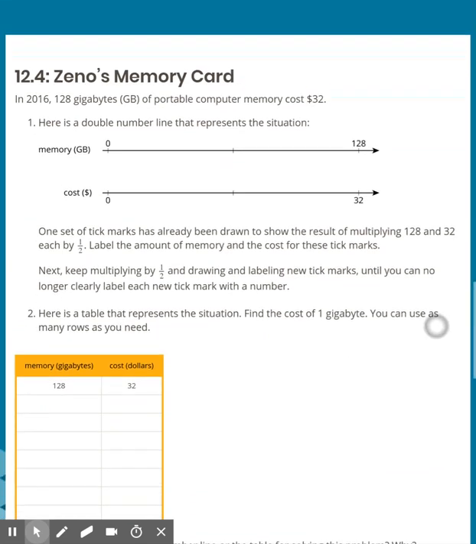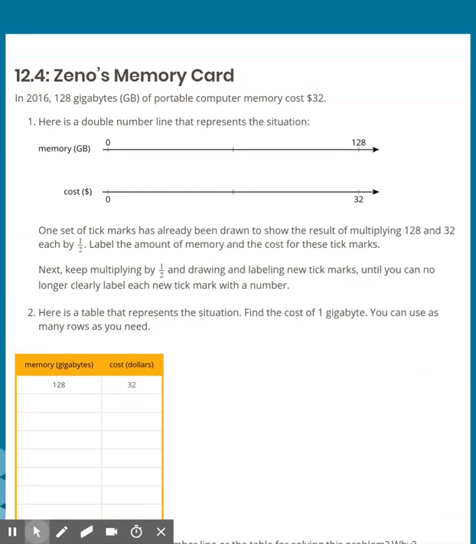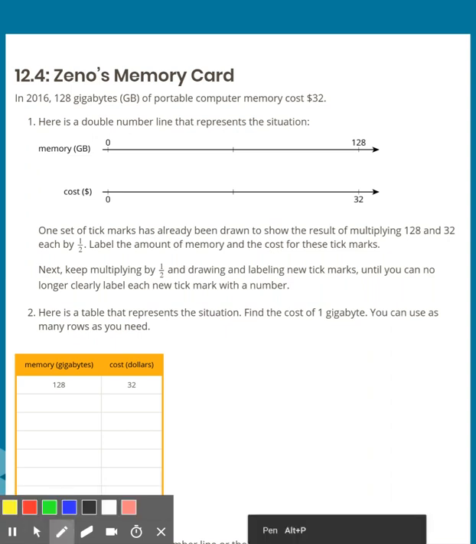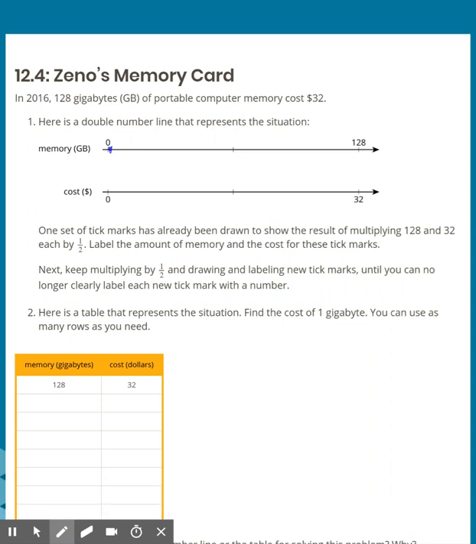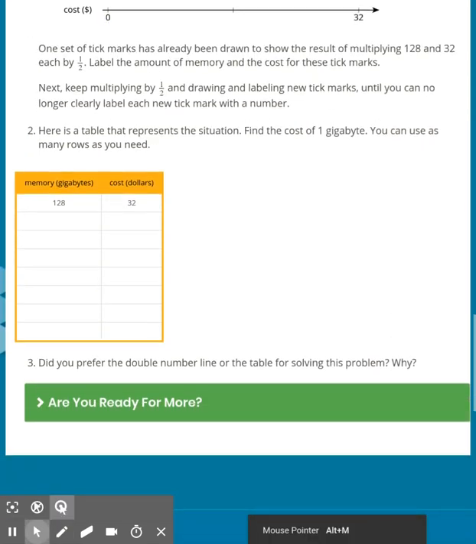Activity 4 is an optional activity, but I think it's great. I think it helps us build the idea that ratio tables help us get things smaller. So they're going to see that we are trying to find the cost of 1 gigabyte, which is so tiny down here that a double number line is not an efficient tool, whereas this could be an efficient tool.